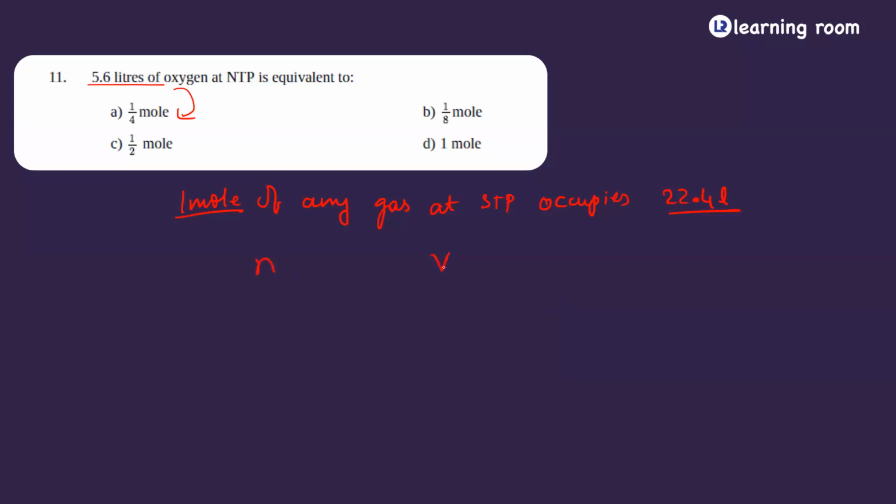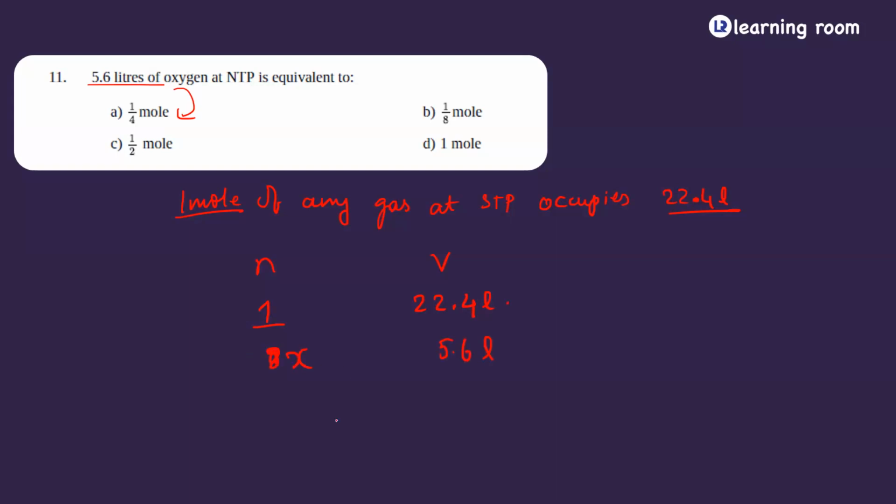So the relation between the number of moles and volume: 1 mole of gas is occupying a volume of 22.4 liters. Doubts? Okay. So if 1 mole is 22.4 liters, then 5.6 liters will be what?